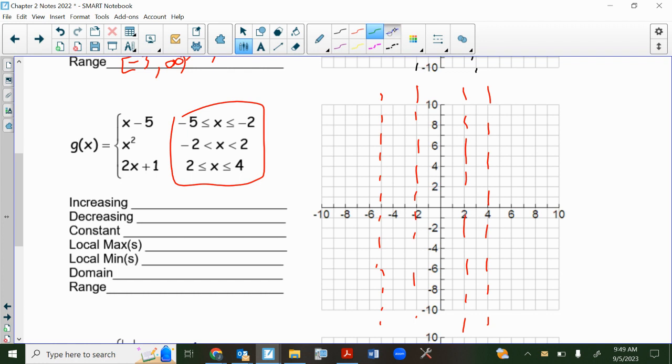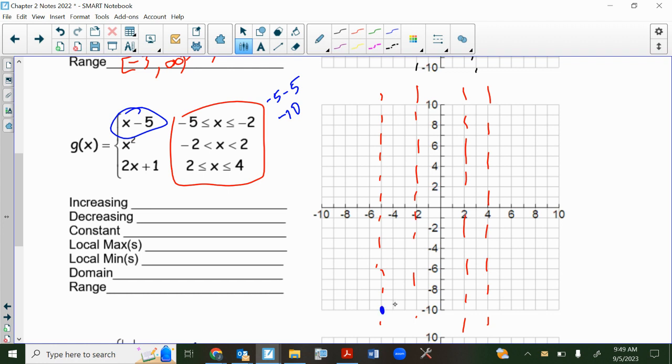All right, so let's go ahead. Let me change colors. We'll go blue here. So the first one, again, because it's a line, y equals mx plus b, I can plug in -5. So if I plug in -5 for x, I get -10.